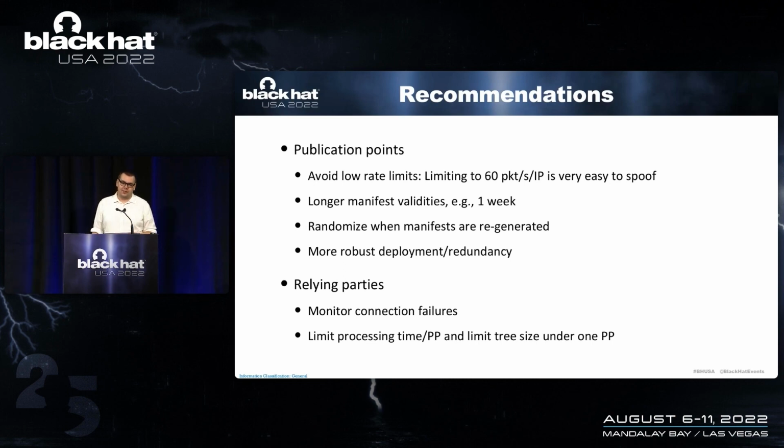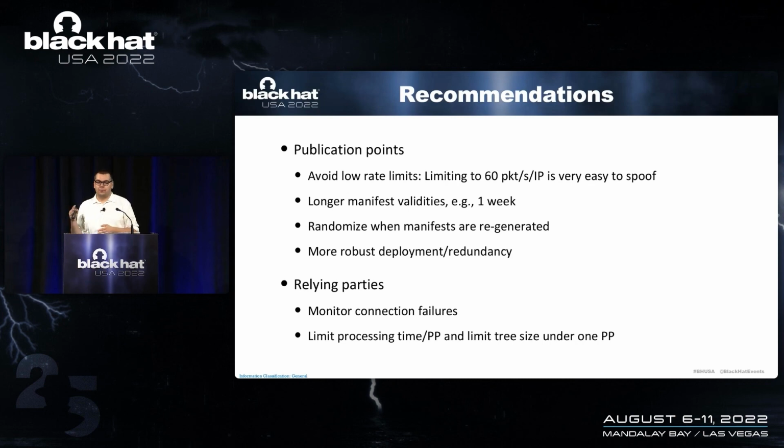Then, if we consider manifest files, we suggest that you should increase the validity of a manifest file, maybe from a day to a week. And also you should randomize when the manifest is regenerated, so the attacker doesn't know that 6 hours before it times out, they need to start the attack. You should randomize it so the attacker has to do it for the whole period of 1 week and doesn't know when it happens. And finally, we suggest that at least some publication points should take a more robust deployment policy. For some publication points, everything is in one network, and the name servers are also on the same network, so cutting off this network from the internet also cuts off RPKI.